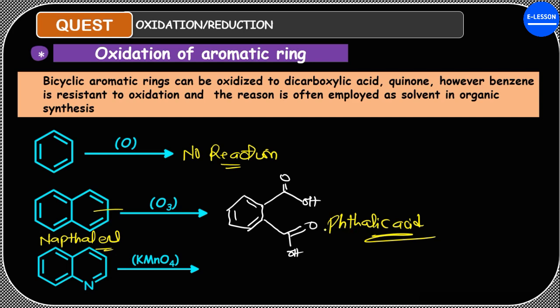Now when this compound reacts, what is the name of this compound? Can you actually predict the name? This is the structure of quinoline, right? Now when it undergoes the oxidation reaction with KMnO4, you know KMnO4 is an agent that also causes oxidative cleavage. So it breaks the ring and they will form a similar structure like this.